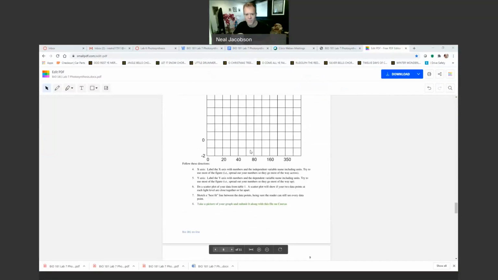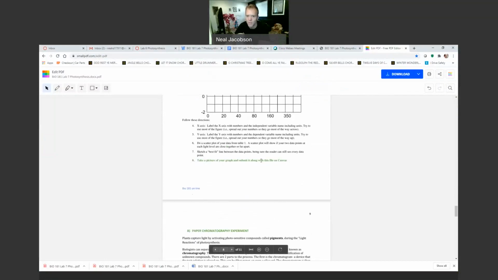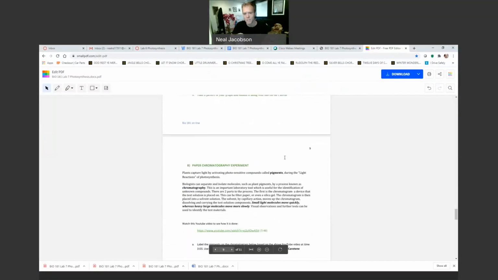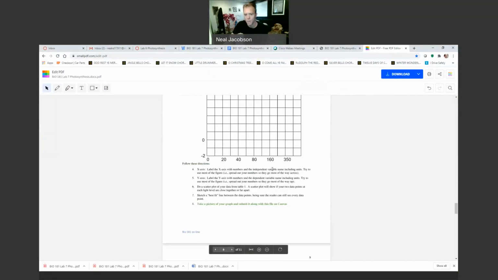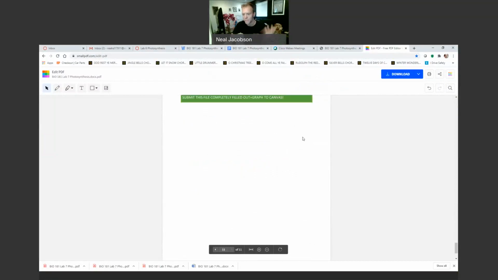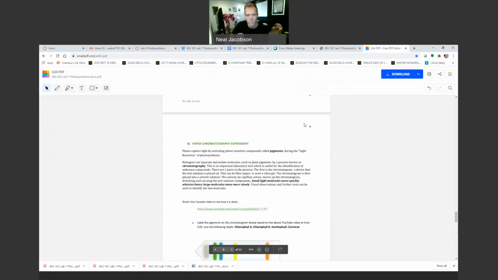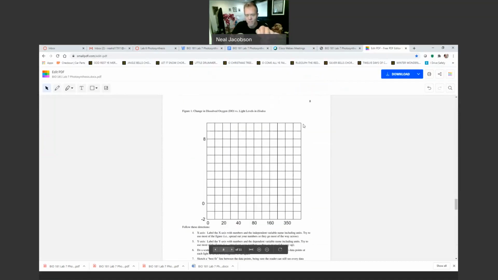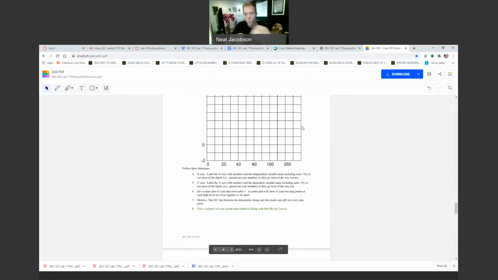If you guys did it here, that's fine too. It says do a scatter plot, and then it says sketch a best fit, which we did. And then take a picture of our graph and submit it along with this file. What we can do is just copy and paste it into the bottom. You guys can copy and paste it onto this blank page here and then save it all as one file. Then it's only one upload for the whole thing. And that's what I would do. Okay, so that graph is done. Moving on to our next.